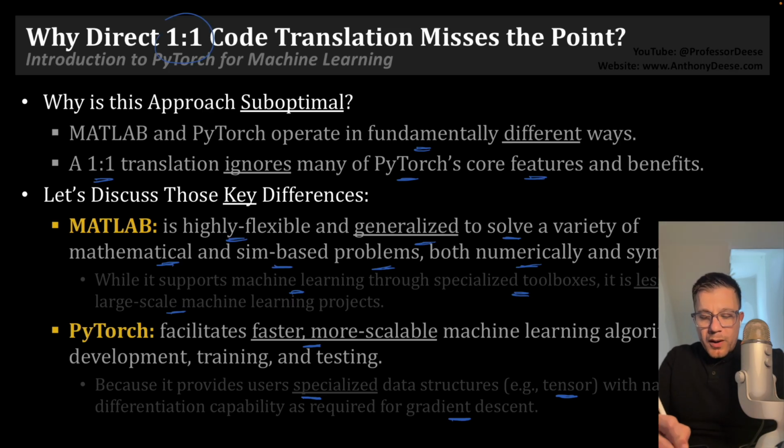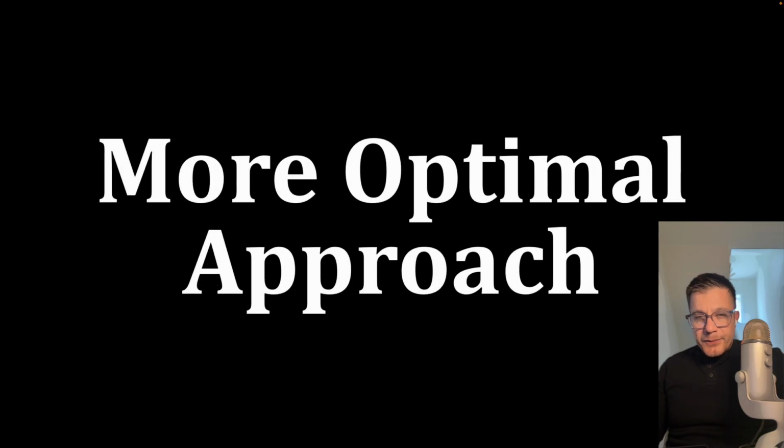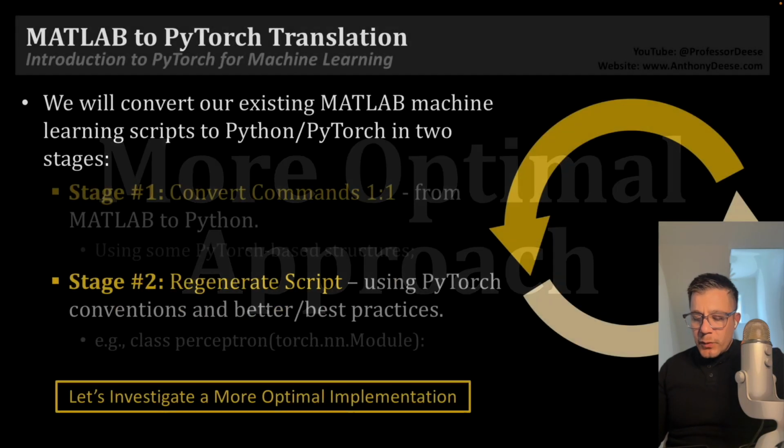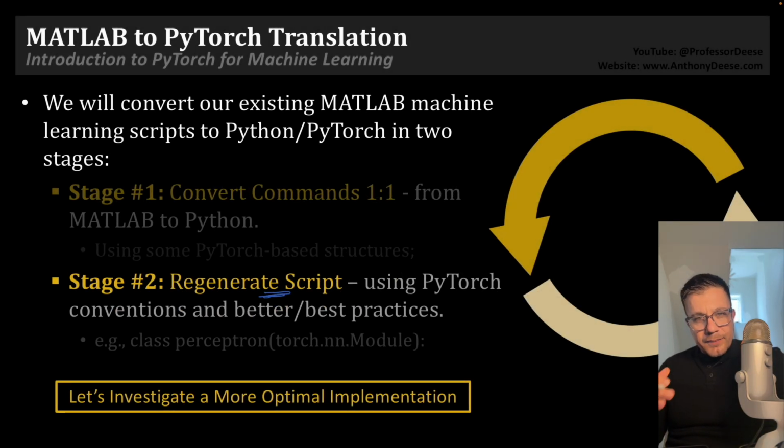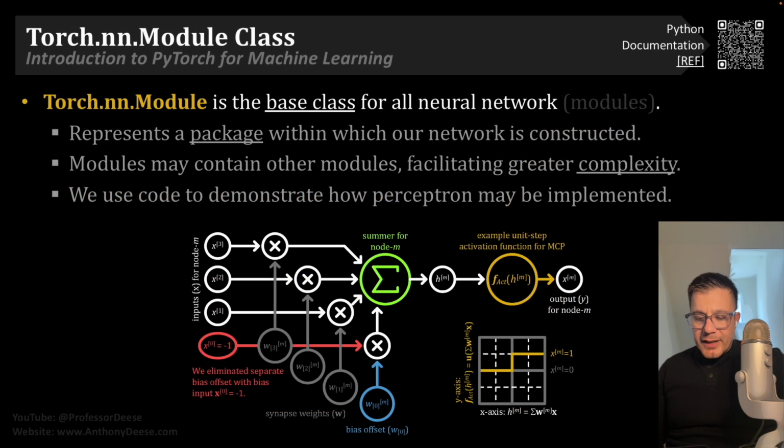So there's a lot of advantages there. Now, this one-for-one code translation ignores most of these benefits and features. So what we want to do is look at a more optimal approach, one where we regenerate the script from scratch using PyTorch conventions and best practices. One example that we're going to talk about first is the torch.nn.module class object.